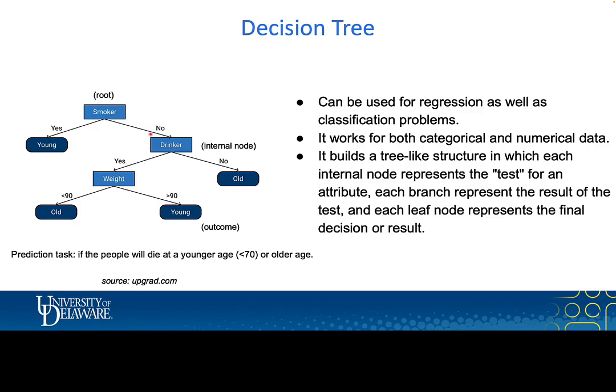If a person is not a smoker, then the next factor to consider is if the person is a drinker. If a person is not a smoker and not a drinker, they're gonna die old. If a person is not a smoker and is a drinker, then the weight of the person is considered. If the person is not a smoker, not a drinker, but is overweight, then the person, depending on the overweight, talking about higher than 90, the outcome is that is predicted to die young.